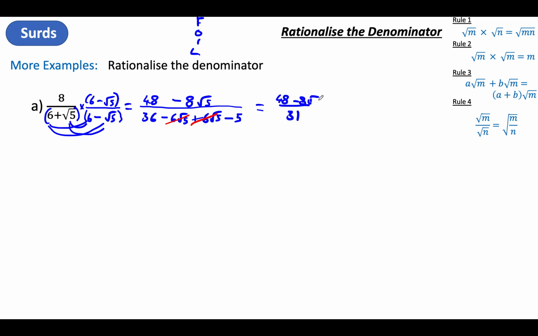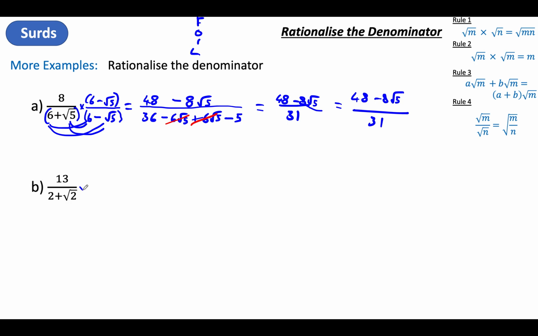I was thinking that's weird that the denominator's surd has disappeared completely. How strange. Let's write that a little bit neater over here as well. So 48 take away 8 root 5 all over 31. Whew. Okay, let's try and get it right the second time.